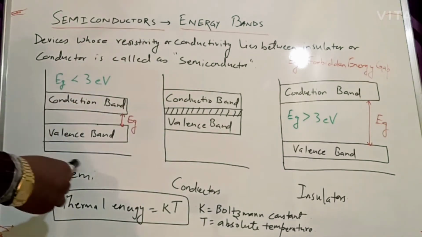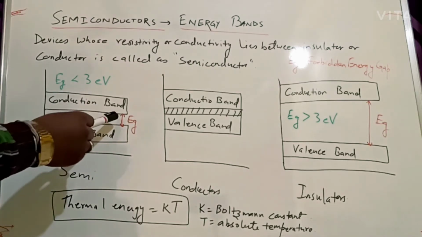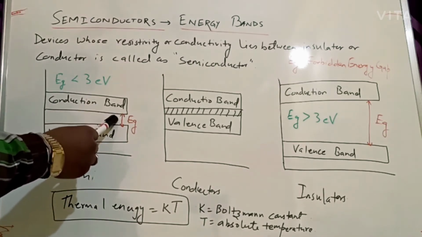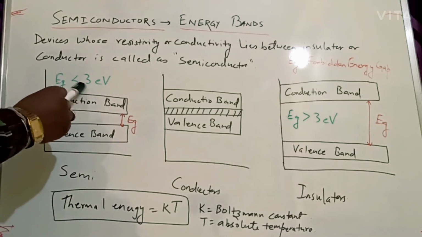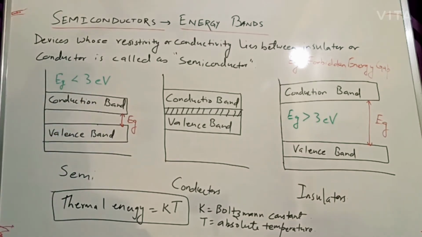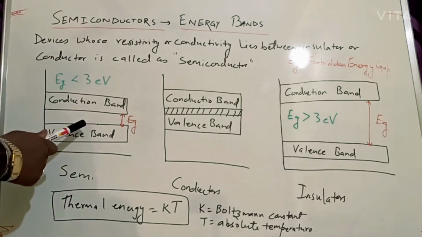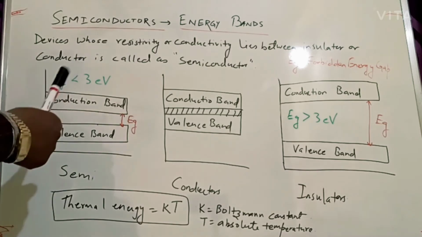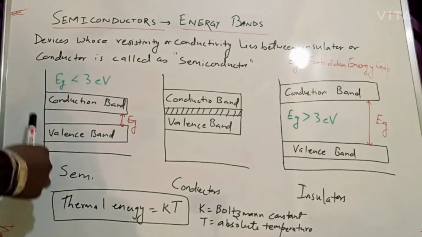Now come to the semiconductor. In a semiconductor both these bands are separated, but this energy gap, Eg, the forbidden energy gap, is very small, less than 3 electron volt. So if we are able to supply energy to these valence band electrons, they can jump to the conduction band and then it starts conducting electricity. That's why a semiconductor sometimes behaves as an insulator and sometimes as a conductor. This is the main reason.